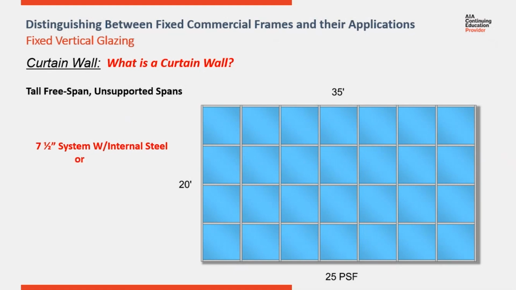This is an example of a typical free-span curtain wall application. This elevation is 20 foot tall. The verticals are 60 foot on center. If we assume the design load to be 25 PSF, it will require either a 7.5 inch deep system with internal steel or a 10.5 inch mullion without steel.